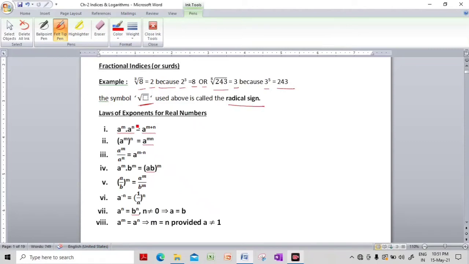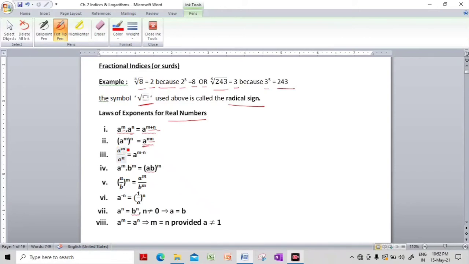After this we have certain laws for real numbers which are applicable on indices also, which you have already studied in your previous class. So let us recall. The first is a power m into a power n is equal to a power m plus n. It means when the bases are the same but the powers are different, then their powers get added. Second law, a power m, bracket, power n. It means the powers here are multiplied, because the bracket means multiplication.